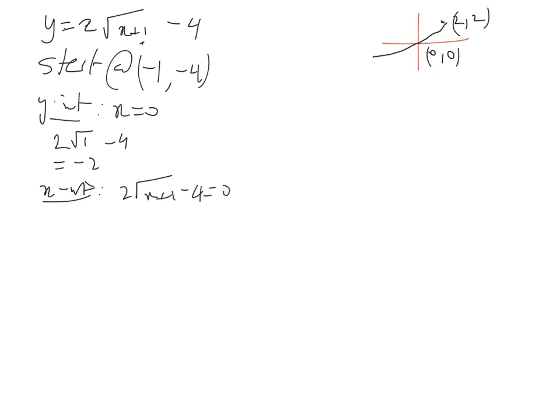Bring the 4 over to the other side, so I'll have 2 root x plus 1 equals 4. Divide both sides by 2, the square root of x plus 1 equals 2. Square both sides, and we've got x plus 1 equals 4, so from there x will equal 3. So there we have our 2 points. So from there we sketch it.